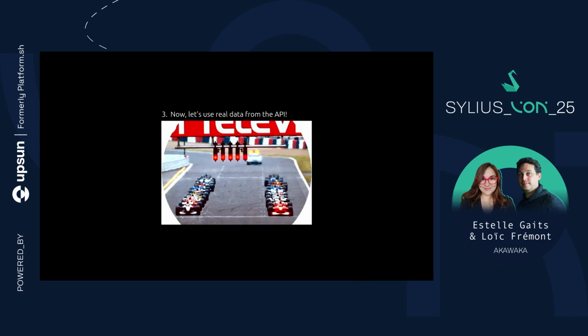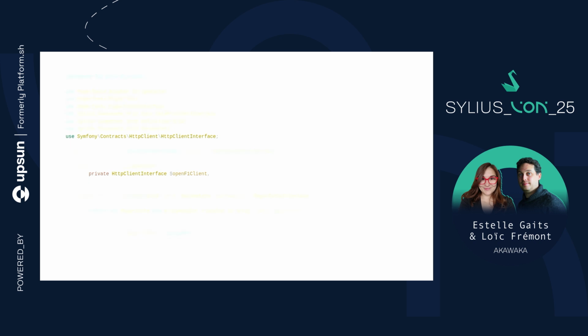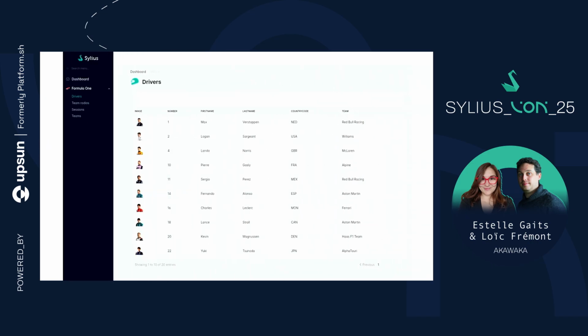It will be as easy as before. We just use the real data from the API. We have configured Symfony HTTP client to retrieve data from the API, and we can choose the URL adapter from Pagerfanta because the API is not paginated. Indeed, it lists all drivers in the response. And like this, sorry. Good job. All the 20 drivers appear on the list. It's pretty easy, right?